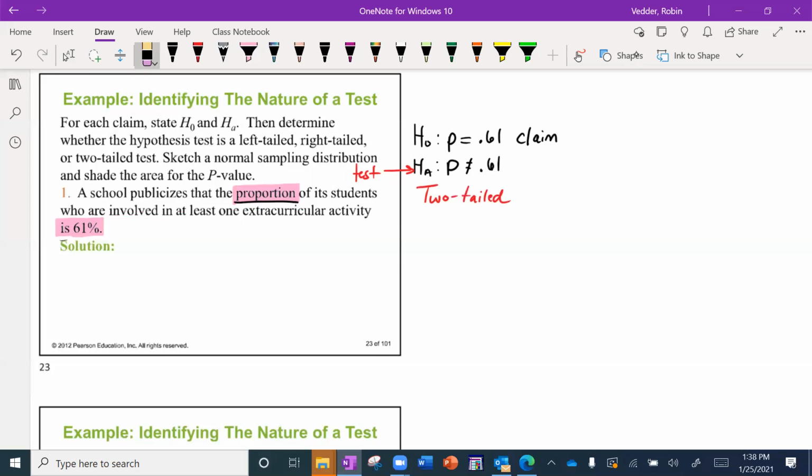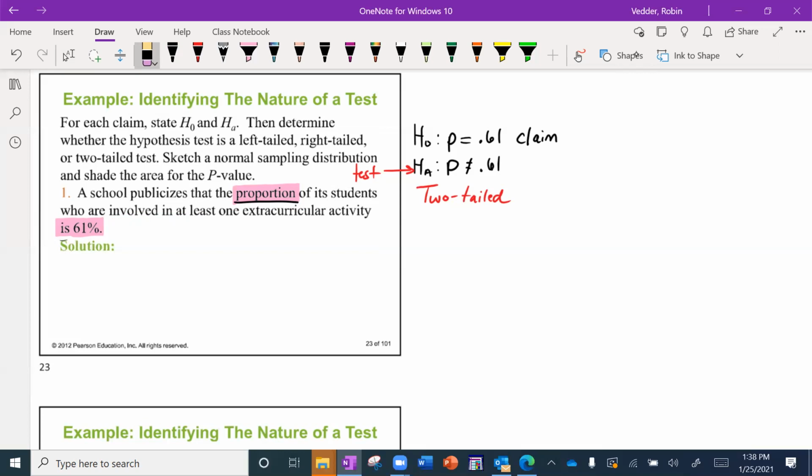So when we say proportion, if it's talking about at least or less than, if it says proportion, it's always going to be equal to or not equal to. Well, it could have said is it involved in at least one extracurricular activity is greater than 61%. Oh, so it's just whatever is right in front of the percentage, and the percentage is what determines. So I'm glad you asked that. Thank you for asking that.